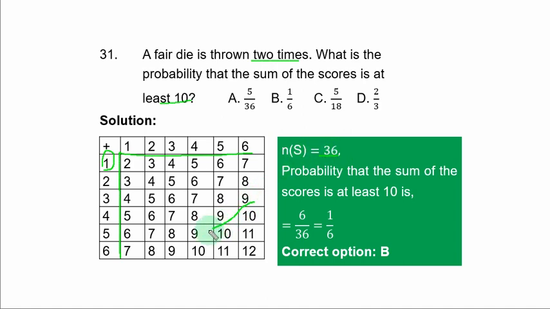So you have it from this place. At least 10 is somewhere here. If you count at least 10, there are 6 of them. So you have 6 over 36 as the required probability, and that gives 1 over 6. So B is the correct option.